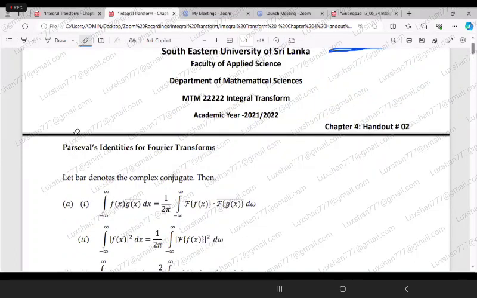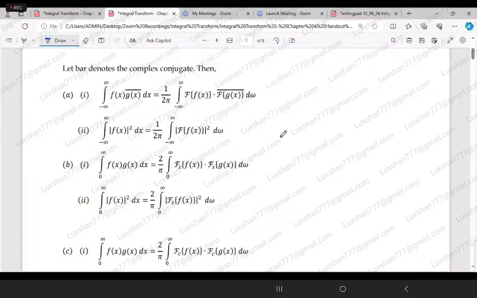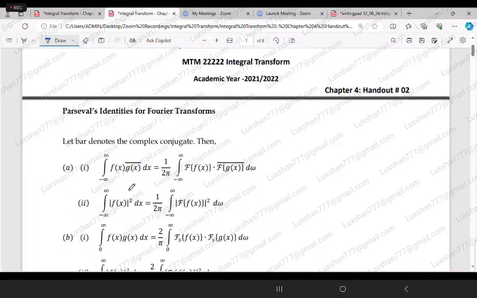Now we have some identities called Parseval's identities for Fourier transform. There are a few identities which say that the integral from minus infinity to plus infinity of f(x) times g(x) bar, where g(x) bar is the conjugate of the function g(x), because in Fourier transform we can use this for complex functions as well.